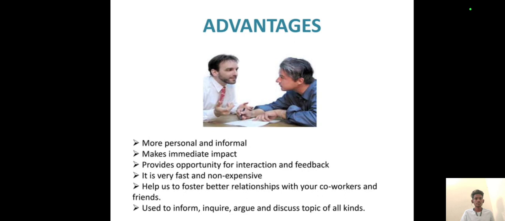And advantages. The advantages of verbal communication are that it is more personal and informal and makes an immediate impact. That is, if we talk to each other with words, any solution can have an immediate impact. It provides opportunity for interaction and feedback. It is very fast and non-expensive.